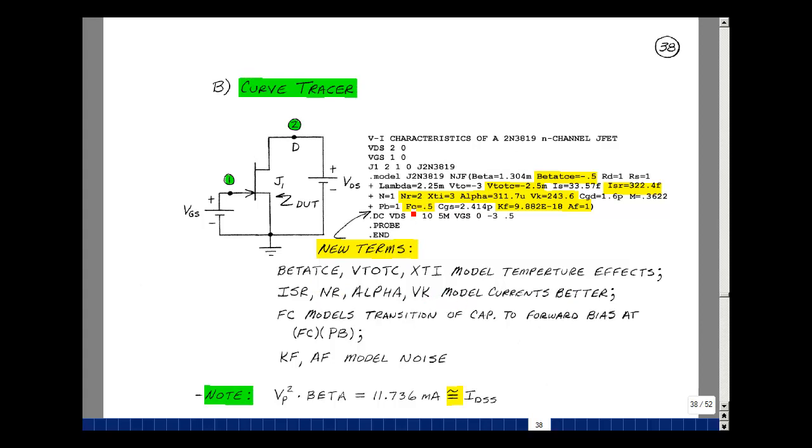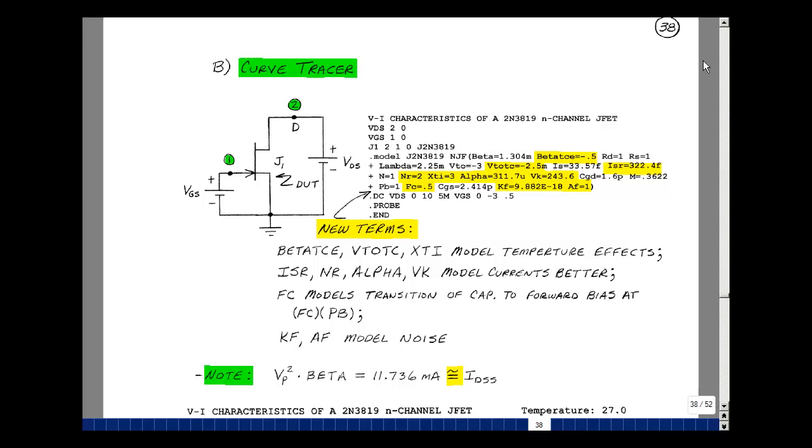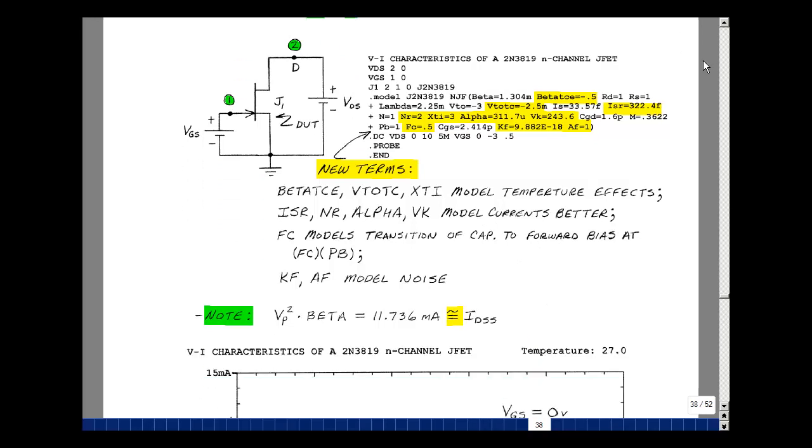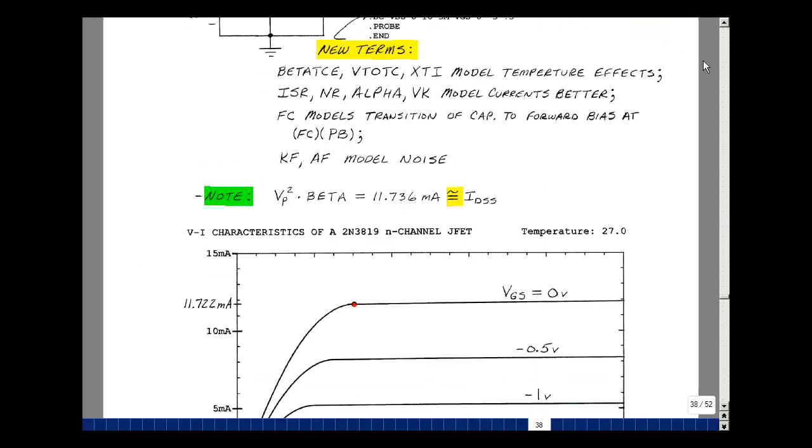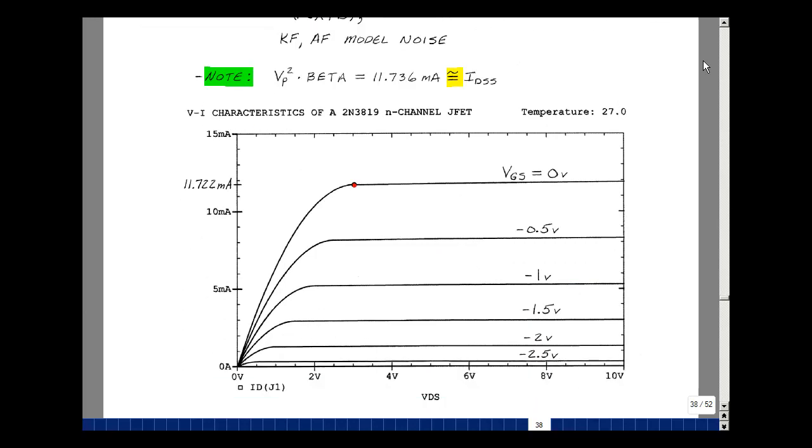There's a term FC here, and when you multiply that by the built-in barrier potential, you can calculate the transition between forward and reverse bias capacitance. Lastly, there's two more terms here, KF and AF, and they actually model transistor noise. Let's take the circuit we had in Chapter 4 for VI characteristics, and let's run it with this more extended model and see what we get if we were to plot I sub D and VDS for different values of the gate source voltage.